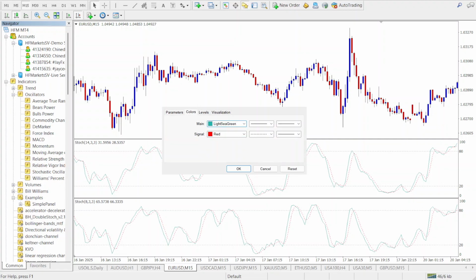We also have to make use of different colors for easy identification. To keep things clear, use different colors for each oscillator. This way you can easily distinguish between the fast and slow stochastics.